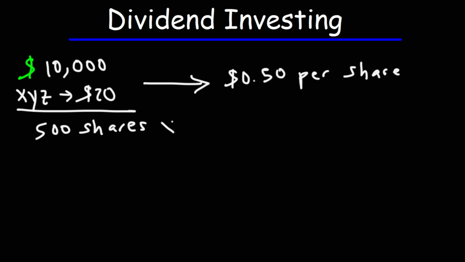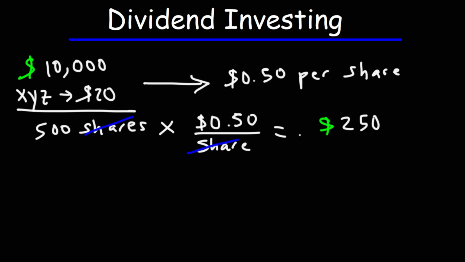Now, if you multiply the number of shares by the dividend that you're going to receive per share, this is going to equal the value of your quarterly payment. So half of 500 is 250. So that's how much you should expect to receive in your next quarterly payment.